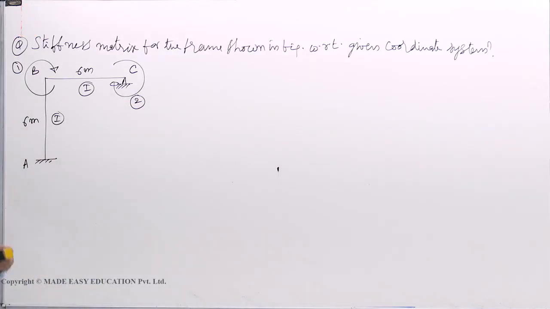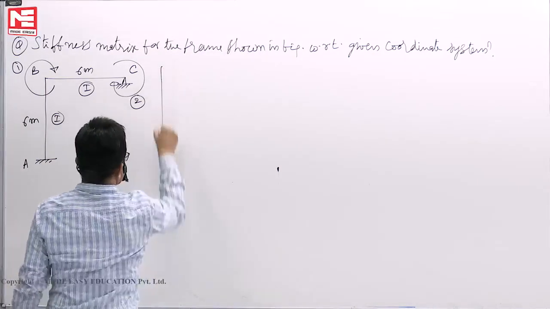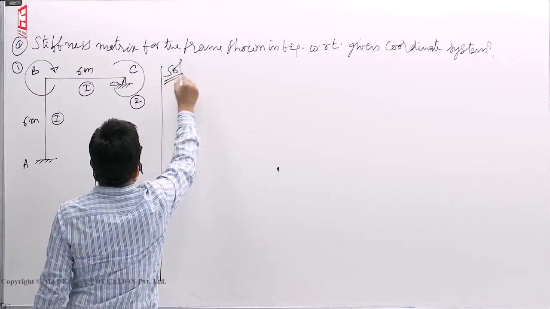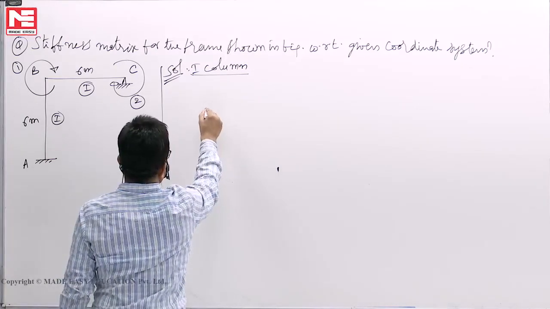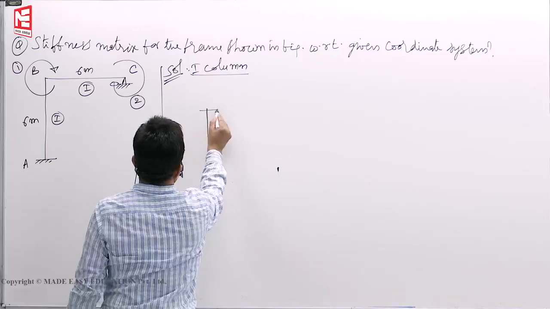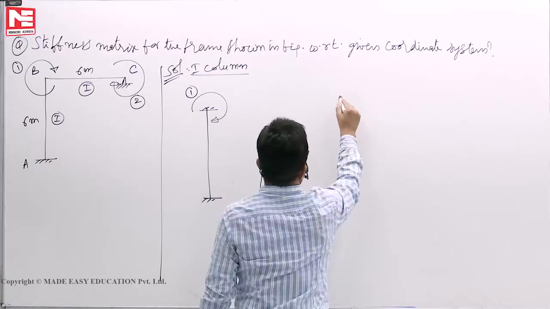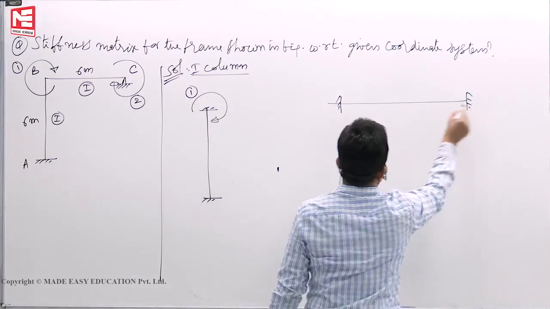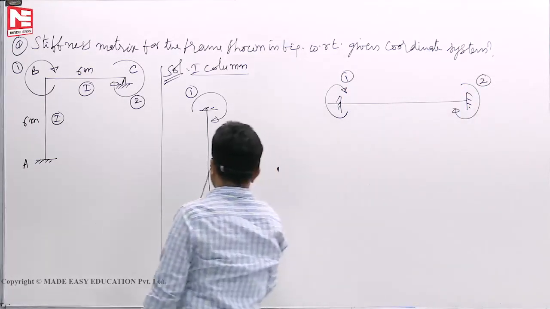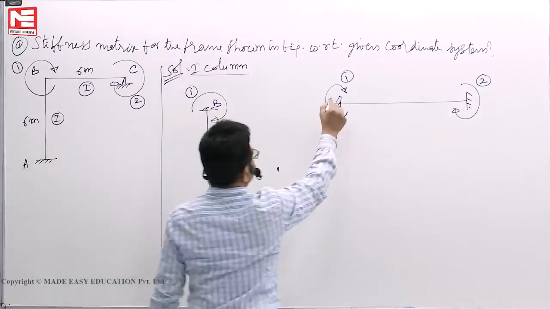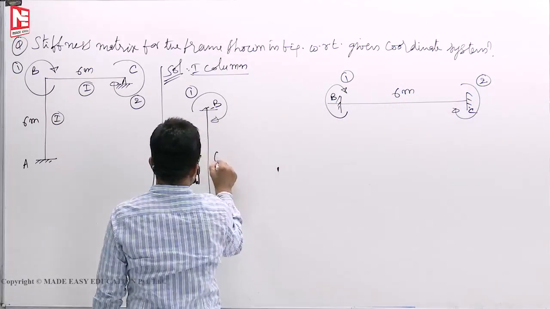Okay. Now that entire story I told you, we should not write. This is what you have to show in the exam. First column. Fixing the coordinate system, all that story, we will not write now. Quickly you fix this one, call it coordinate 1, and here also coordinate 1, coordinate 2. The points are A, B, C. This is 6 meters, this is also 6 meters.